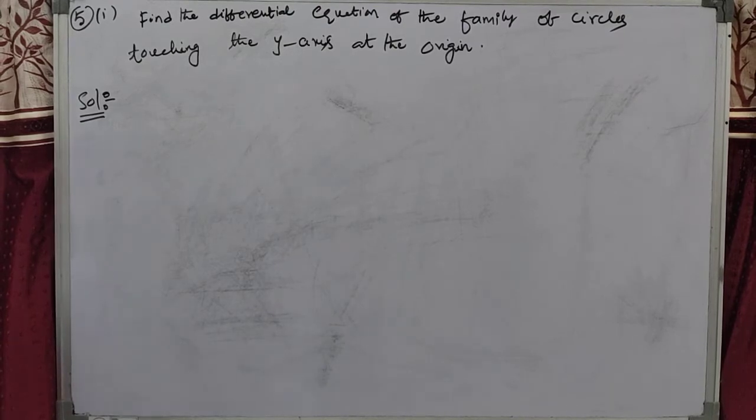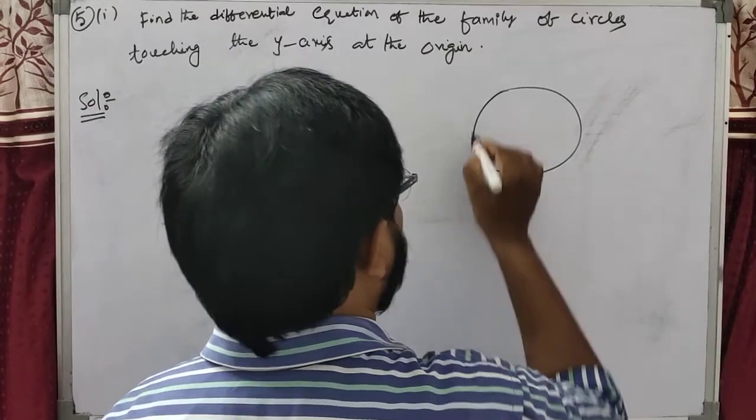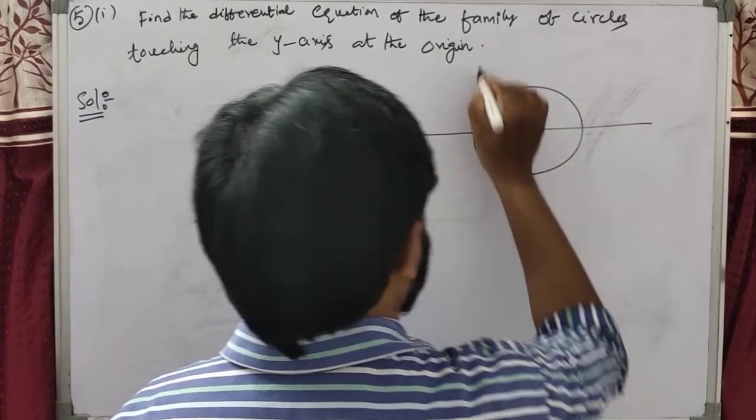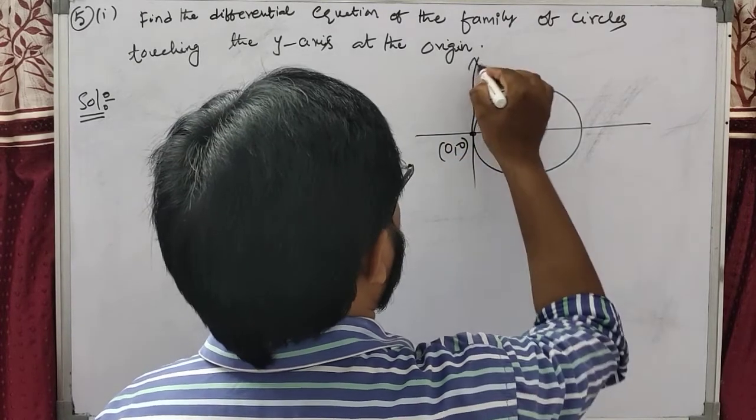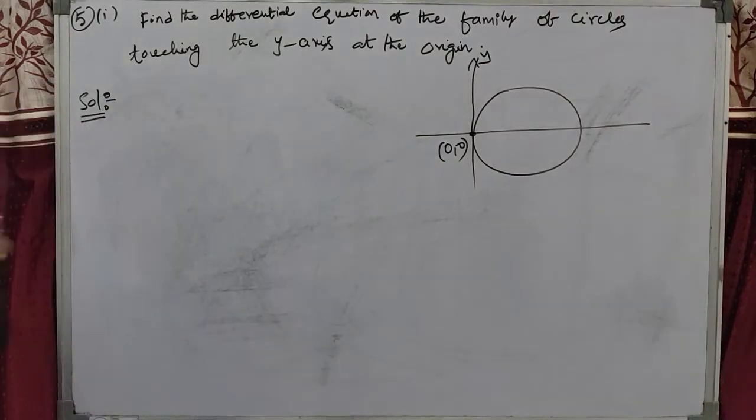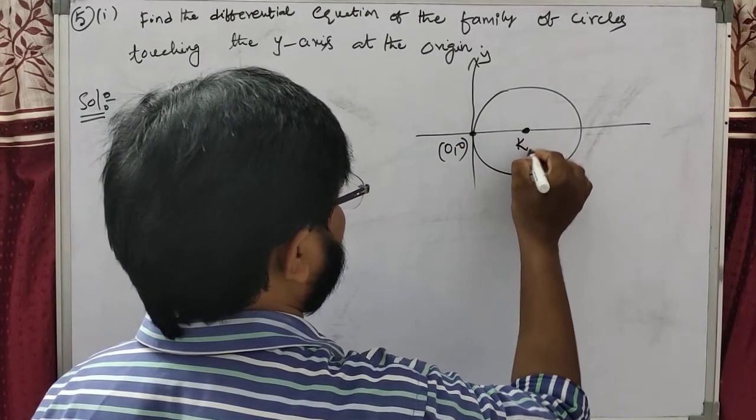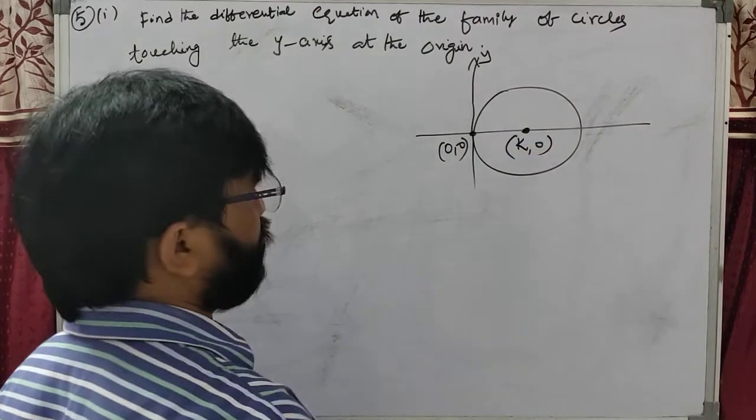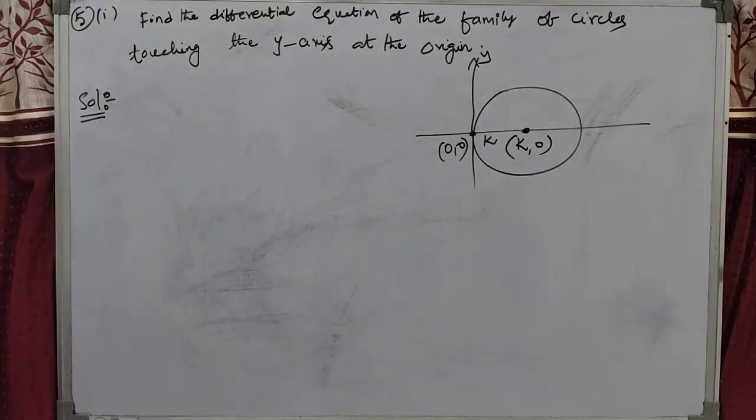Find the differential equation of the family of circles touching the y-axis at the origin. Dear students, now here the family of circles touching the y-axis at the origin. Undoubtedly, the center must lie on the x-axis, so the radius must be k. Here k is the arbitrary constant.